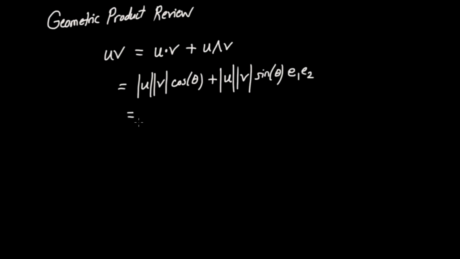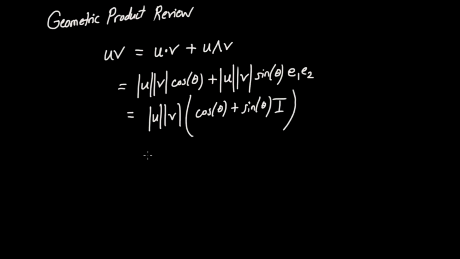Now, one thing I asked you to show in that video was that this whole thing can be written as an exponential. So I'm going to show you that here because we're going to need that fact as well. I'm going to pull out the length of u times the length of v. I'm going to factor it out. So what's left here is cosine theta plus sine of theta times e1 e2. Just for notational convenience, I'll write that as big I.